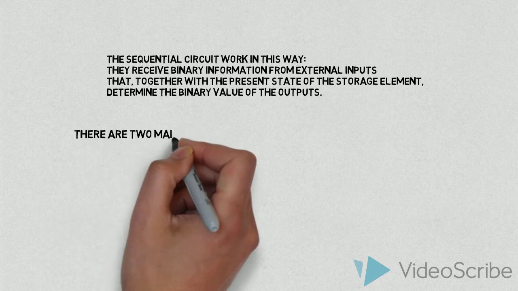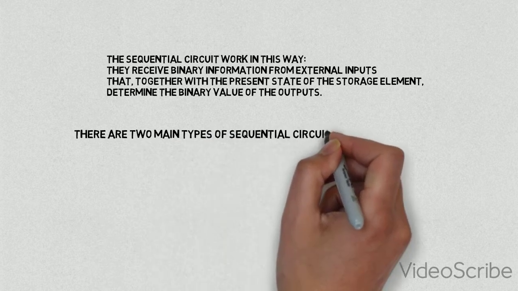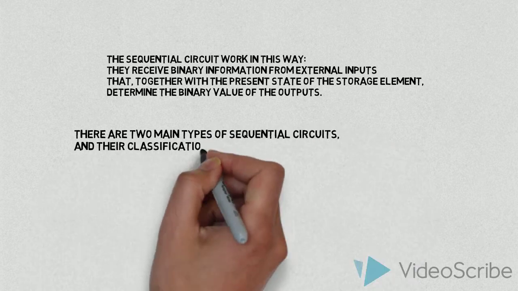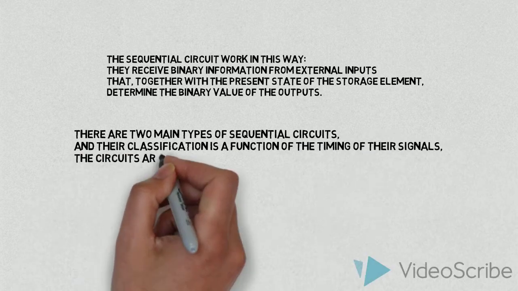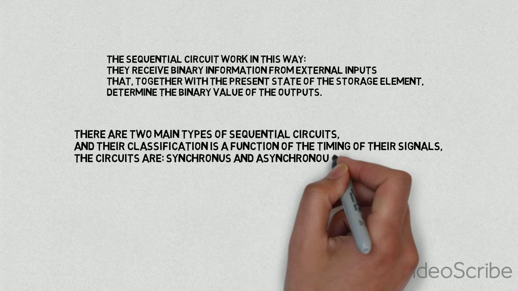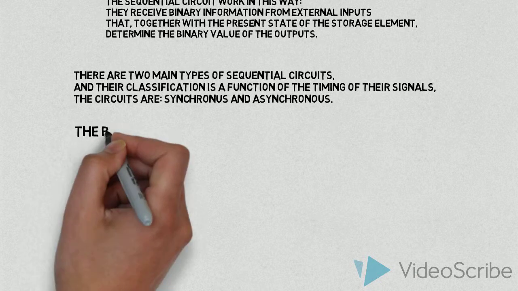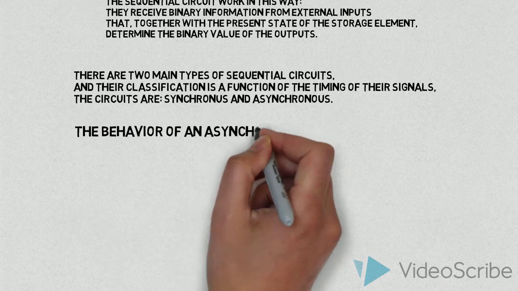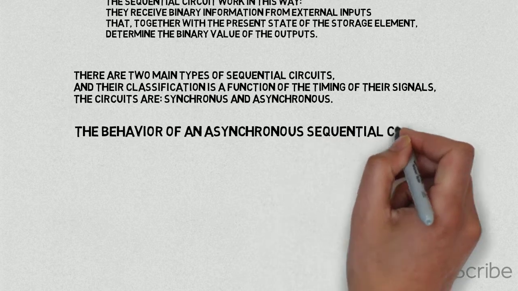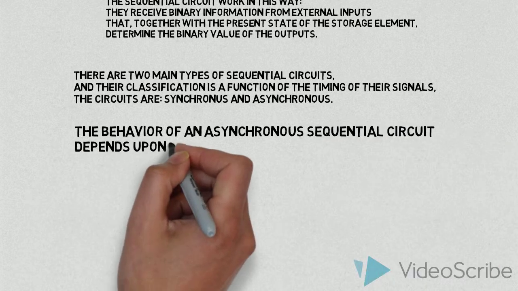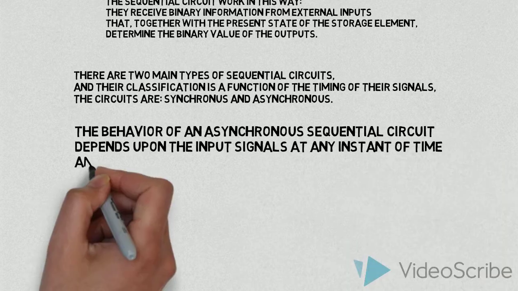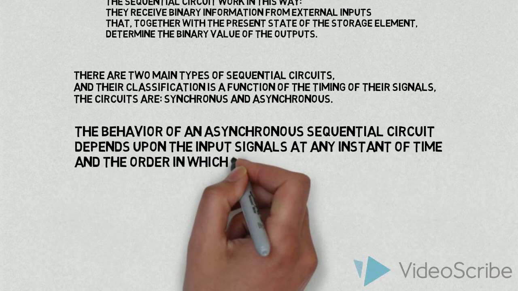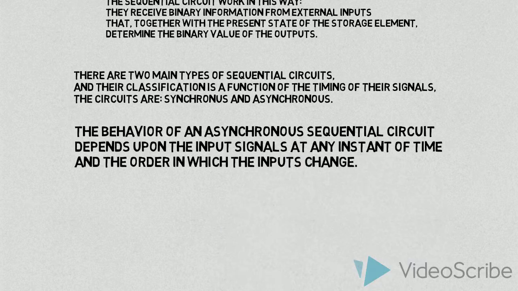There are two main types of sequential circuits, and their classification is a function of the timing of their signals. The circuits are synchronous and asynchronous. A synchronous sequential circuit is a system whose behavior can be defined from a knowledge of its signals at discrete instants of time. The behavior of an asynchronous sequential circuit depends upon the input signals at any instant of time and the order in which the inputs change.